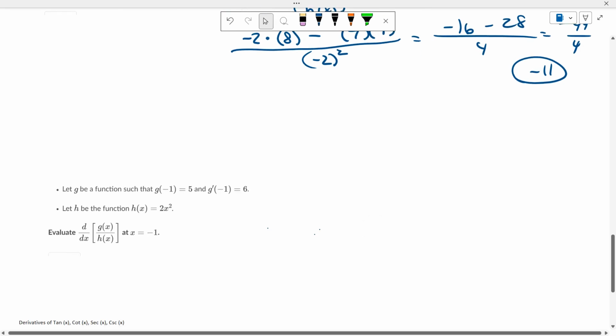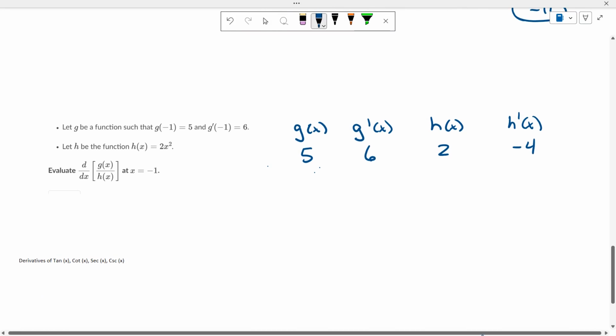Okay, so here, g of x is 5, g prime of x is 6. H of x is, if we put a -1 in there, -1 squared is 1, times 2 is 2. H prime of x is 4x, so it would be -4. Correct? We just made our table.